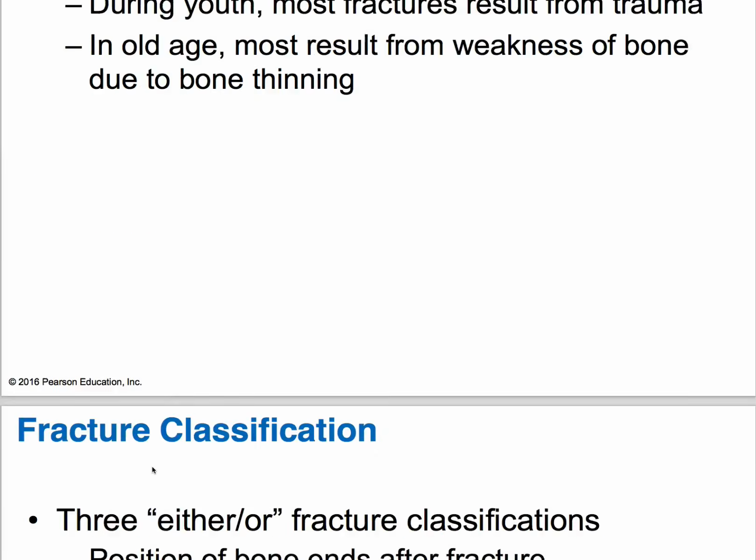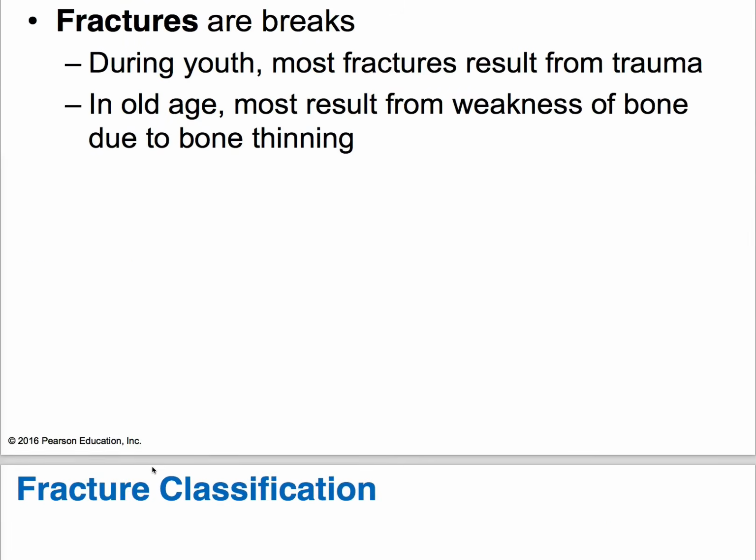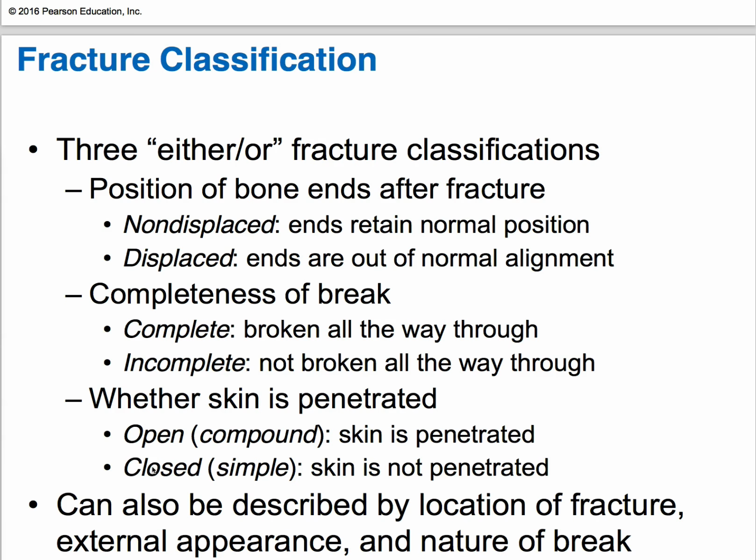Now, let's look at fractures. When you break a bone, that's called a fracture, and that was already established. So how do you classify a fracture? Well, there are three criteria we can use. First, what is the position of the ends of the bone after the break occurs? Are the ends of the bone still in position? If so, then we say it's non-displaced. However, if the ends of the bones are not aligned anymore, then it's a displaced fracture.